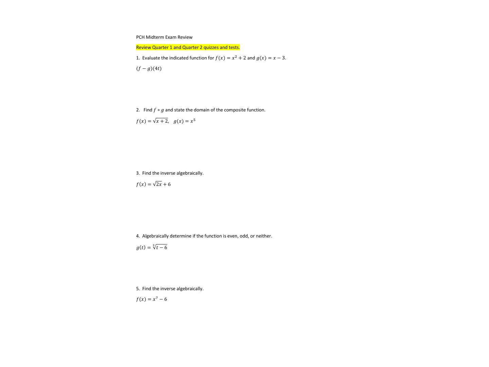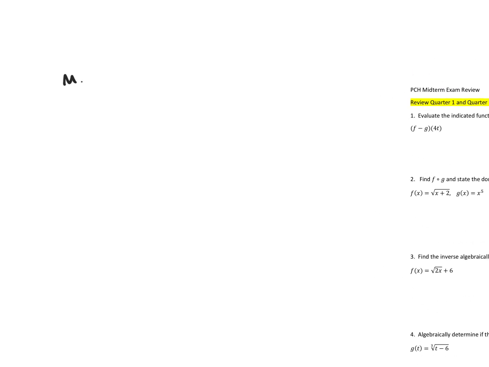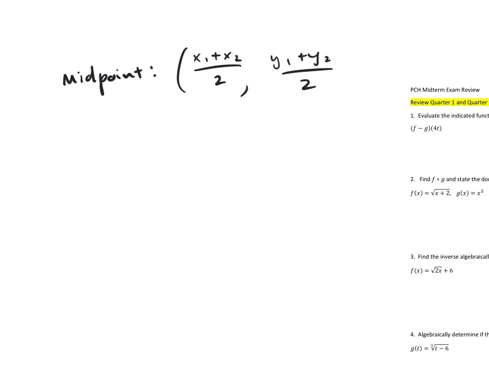Midterm is 41 questions, all multiple choice. So, midpoint formula is x1 plus x2 over 2, comma y1 plus y2 over 2. So it's like the average of the x's and the average of the y's. You also need to know your slope formula. So slope is y2 minus y1 over x2 minus x1.